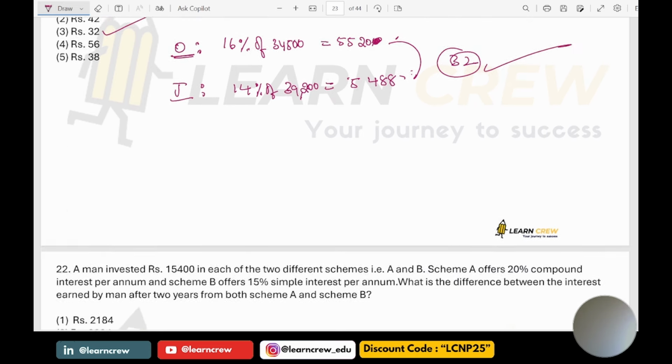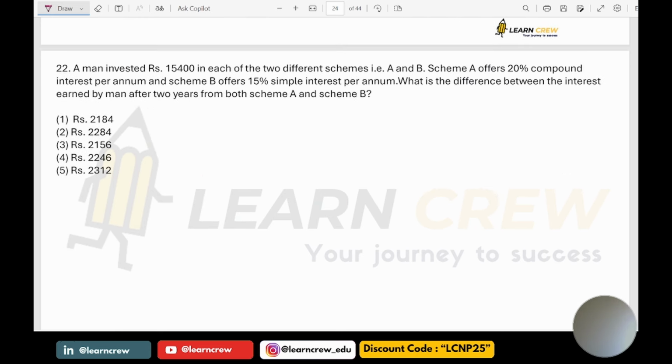Next, a man invested 15,400 rupees in each of the two different schemes A and B. A offers 20% compound interest, B offers 15% simple interest. What is the difference between the interest earned by the man after 2 years from both the schemes A and B?